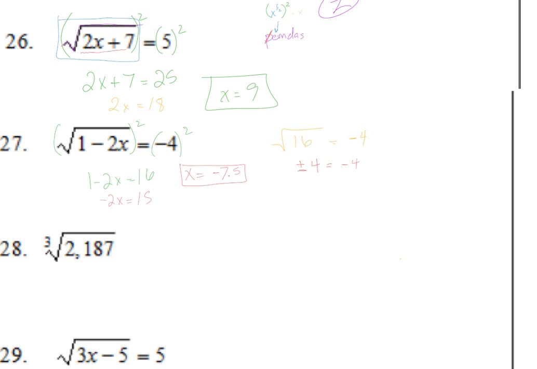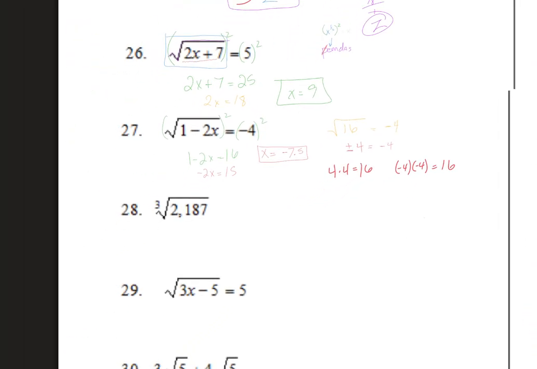There's something called a principal root. The principal root is the positive root. But think of it this way. What's 4 times 4? Definitely 16. What's negative 4 times negative 4? Also 16. So you see how that works? Maybe you do, maybe you don't.